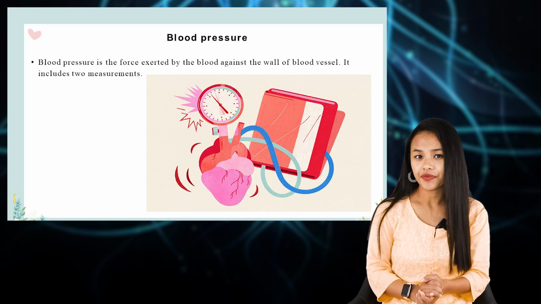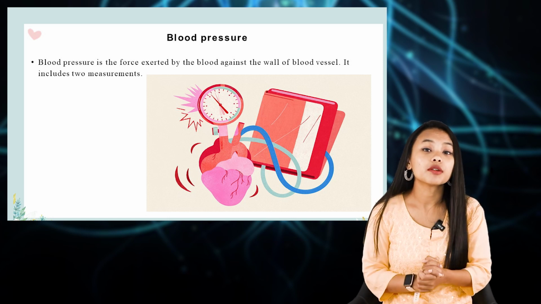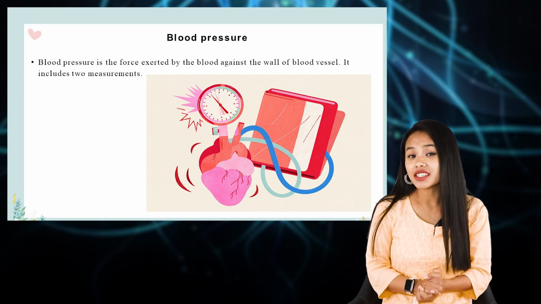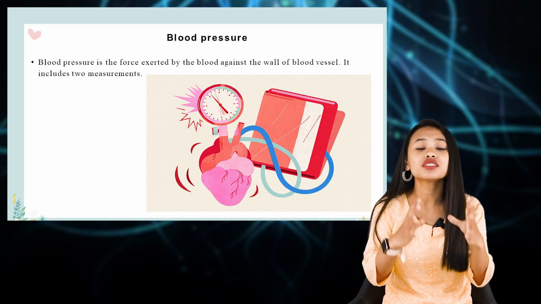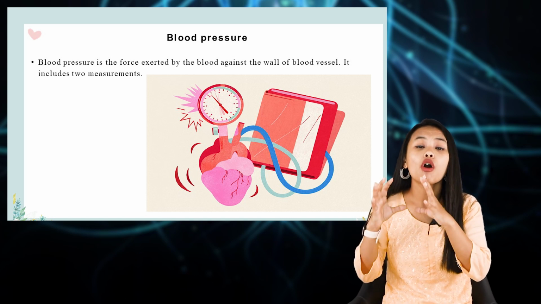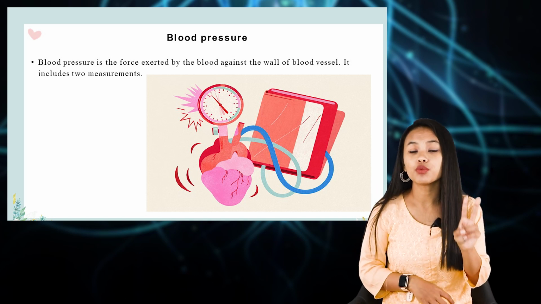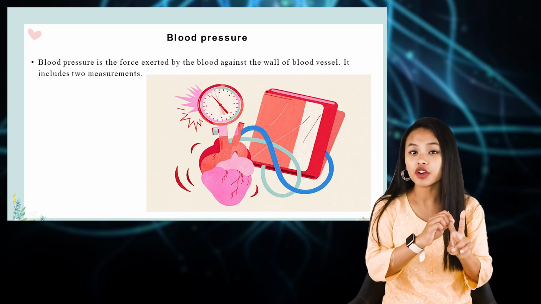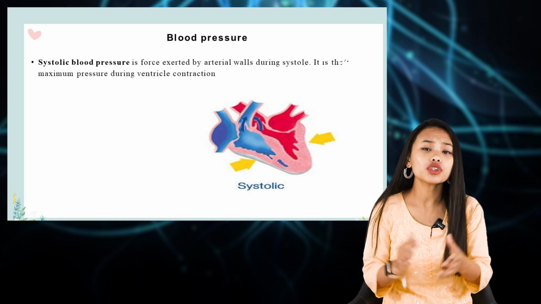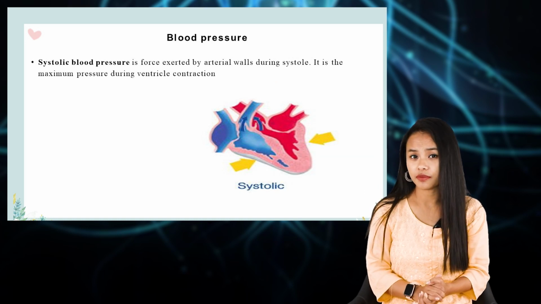So blood pressure. As we all know, blood pressure is defined as the force which is exerted by the blood against the wall of the blood vessels. And this blood pressure also includes two measurements, which are the systolic blood pressure as well as the diastolic blood pressure. So what do we mean by systolic blood pressure?